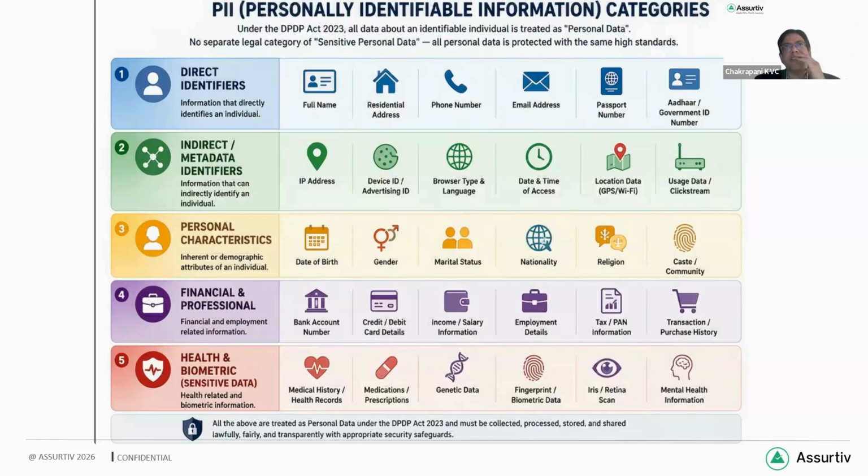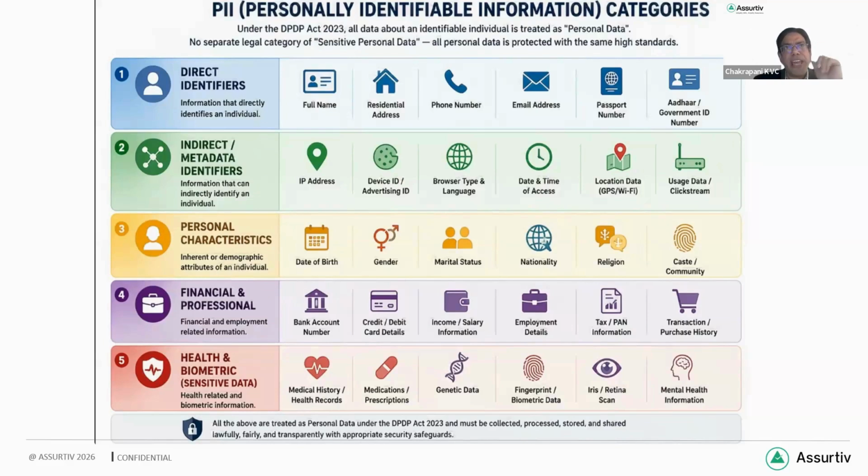Under direct identifiers, full name, residential address, phone number, email address, passport number, Aadhaar, or any other government ID number is going to be captured. And the second point, metadata or indirect identifiers, from the systems where we are going to operate: IP address, device ID, either laptop or desktop or tab, from where the data is going to be processed, advertising ID, browser type and language, date and time of access, location data, either GPS or Wi-Fi, and then usage data.